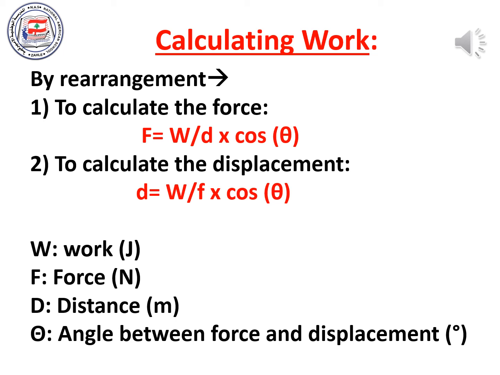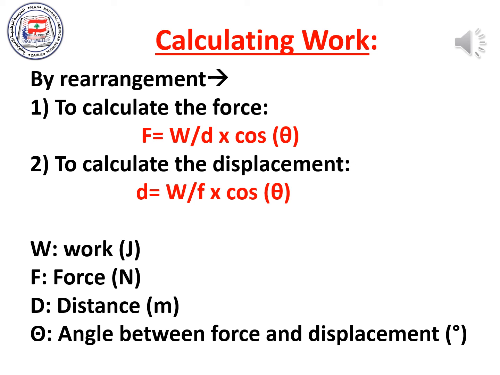By rearrangement of this equation, we can calculate the force acting on an object if we know the angle between the force and the displacement, the work being done, and the displacement of the object. Using the first equation we see in front of us, force is equal to work over displacement times cosine angle. We can also calculate the displacement if we know the work being done, the force applied on the object, and the angle between the force and the displacement. Using the second equation, displacement is equal to work over force times cosine angle.